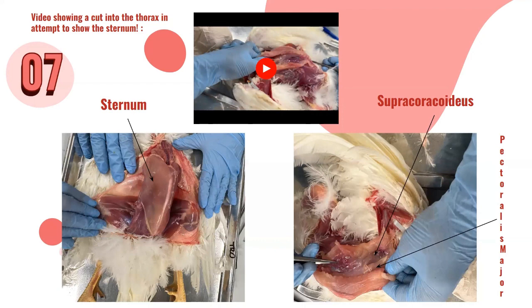Let me start over. Here in the picture, we have the sternum. This is used as a strong base attachment for flight muscles, and as pictured, it is located at the anterior aspect of the thorax.